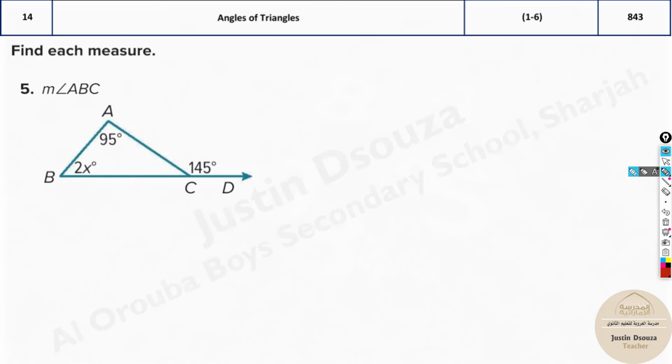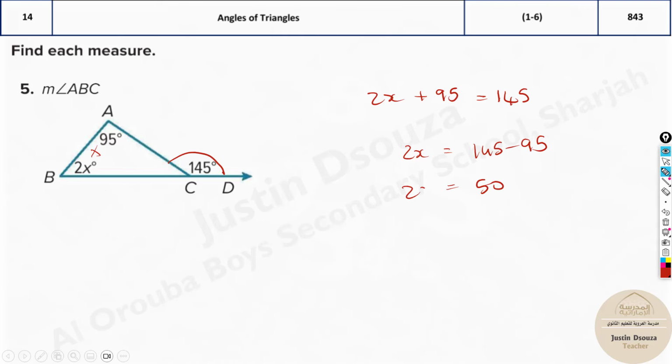Now what about this one? We know the rule is the exterior angle theorem. So when you sum up these inside angles, it will be equal to 145. So it will be 2x plus 95 is equal to 145 degrees. You can solve this directly in a calculator, you'll get the answer as well. It will be 145 minus 95. So it'll be over here 50 is equal to 2x. X is equal to 25 degrees.